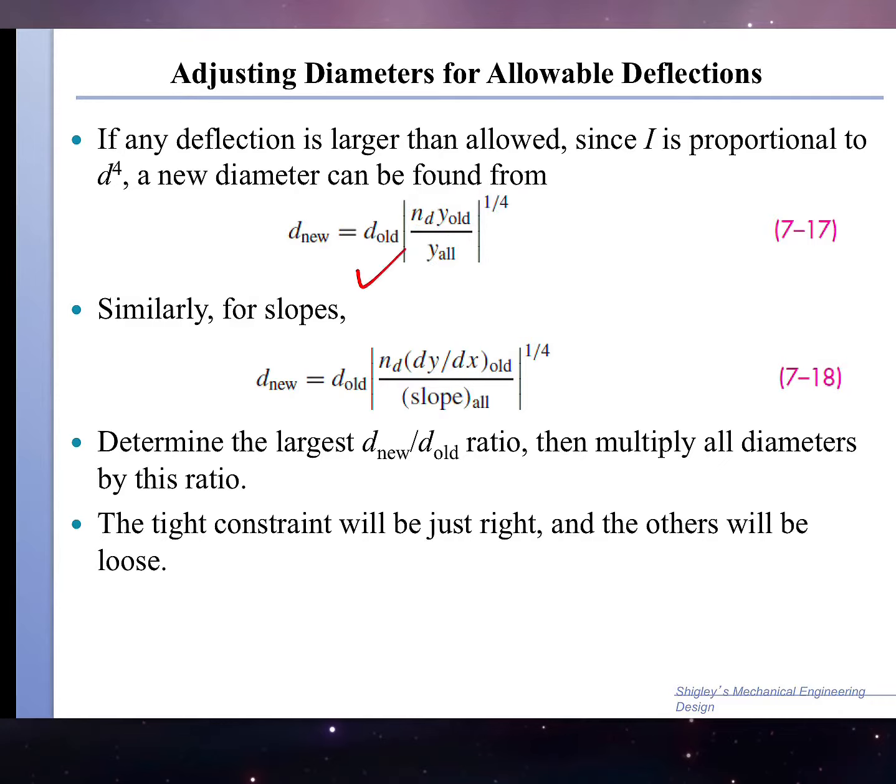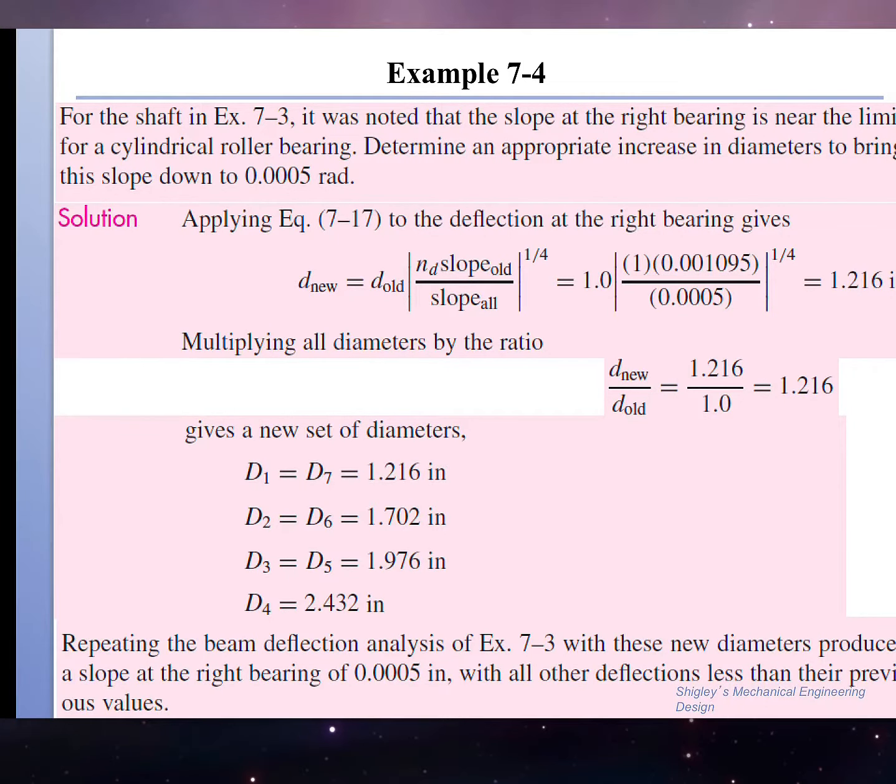So we can do a calculation for the deflections and the calculations for the slopes, and make the corrections to find new diameters. And that's much easier than rerunning the code again, and we get decent results.